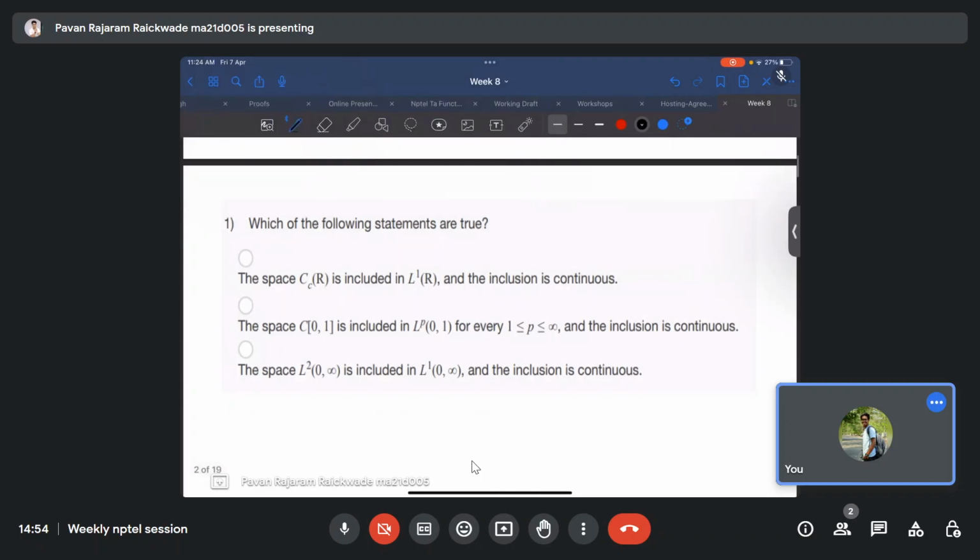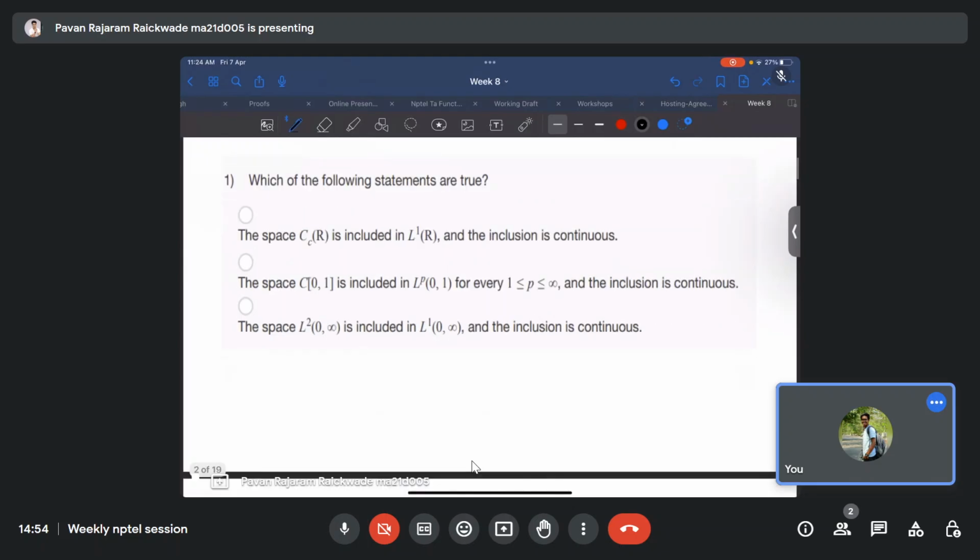Question number one says, which of the following statements are true? The space C_c over R is included in L1 over R, and the inclusion is continuous. When we consider C_c over R, we have to take the supremum norm. Let's see if the inclusion is continuous.